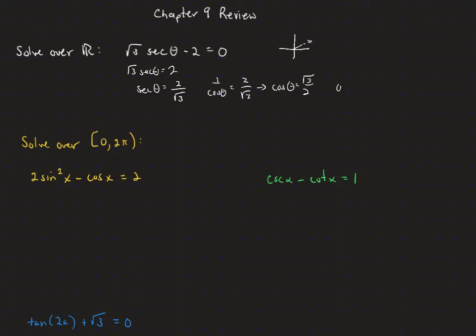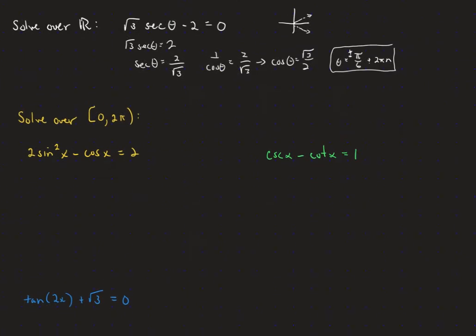So we're going to get theta is equal to pi over 6, and then we can say plus or minus 2 pi n. And cosine is also positive in quadrant 4, so we could call that negative pi over 6 plus or minus 2 pi n, or we can write it very compactly as plus or minus pi over 6 plus or minus 2 pi n.